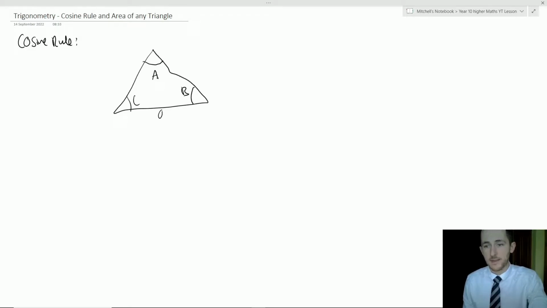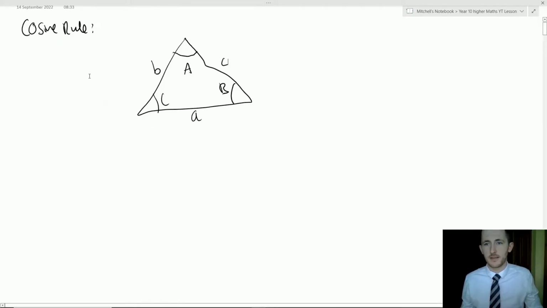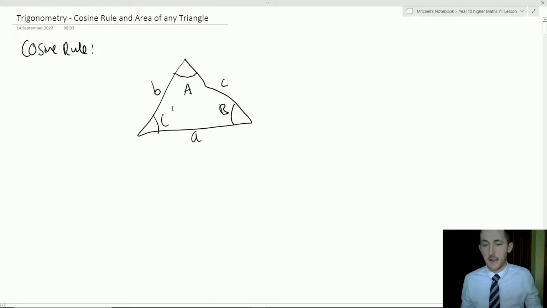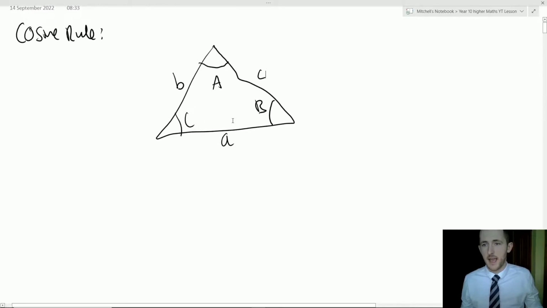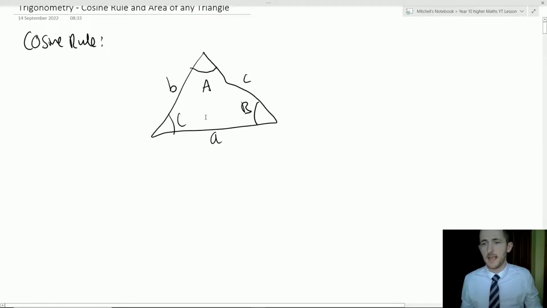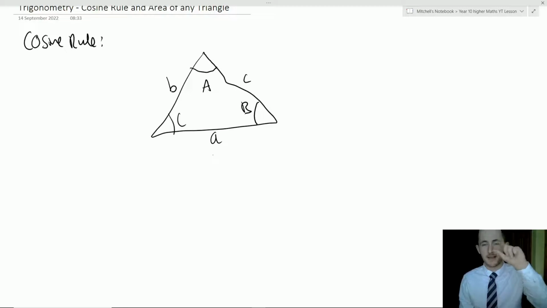When we label these sides, we have to make sure that the letters match up. If I zoom in a little bit, as you can see, the capital C is opposite the lowercase c, the capital B is opposite the lowercase b, and the capital A is opposite the lowercase a. Other than that, it doesn't matter. I can swap all of these letters around, and so long as the same letters are opposite each other, it's fine.